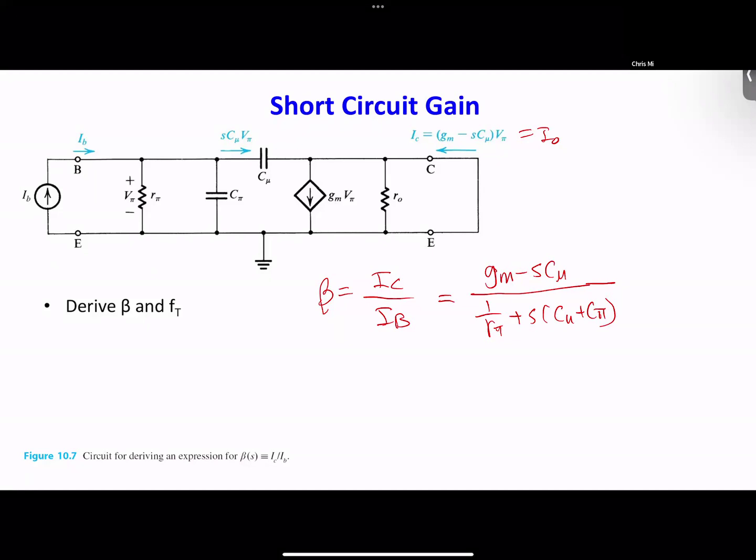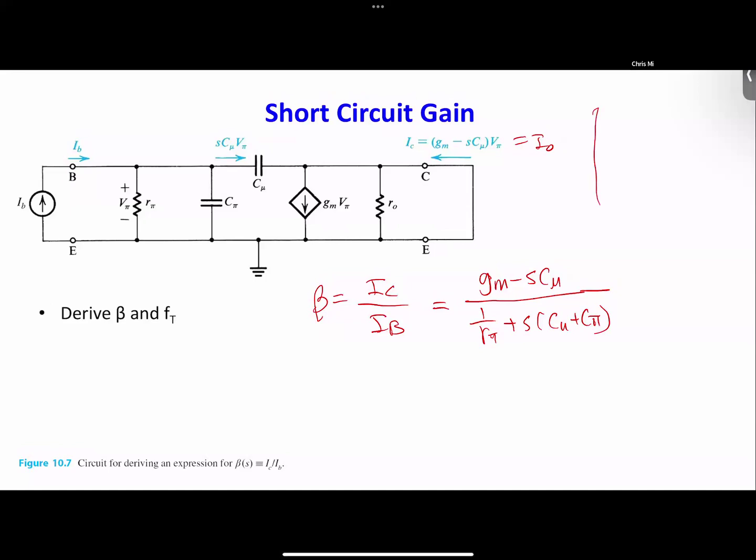But when S is not so small, you can no longer neglect this S or this omega, and your beta starts to decrease. So basically, if you look at your beta, it goes like this, and at some point it starts to decrease, decrease, decrease. And here, if we use dB, 0 dB means your gain is 1. So log 1 is 0. So that's called 0 dB, unit gain.